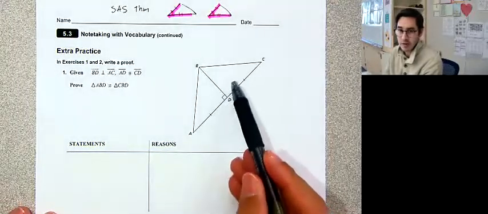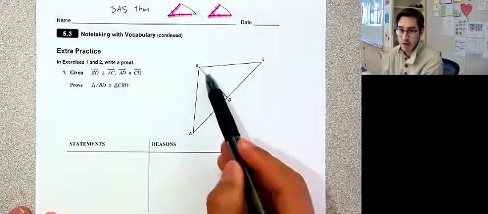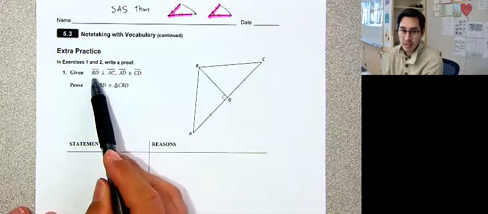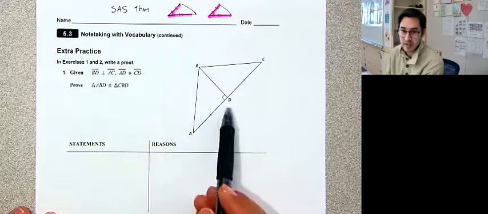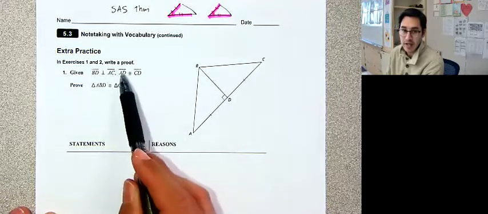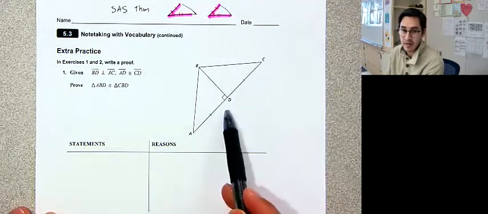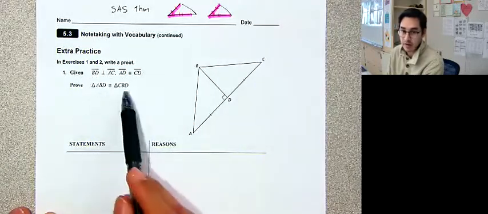And so we have these 2 triangles here which happen to share one of their sides. Here's what we know. BD is perpendicular to AC. We see the little right angle there. And AD is congruent to CD. We see the tick marks there. Okay. We want to prove that the 2 triangles are congruent.